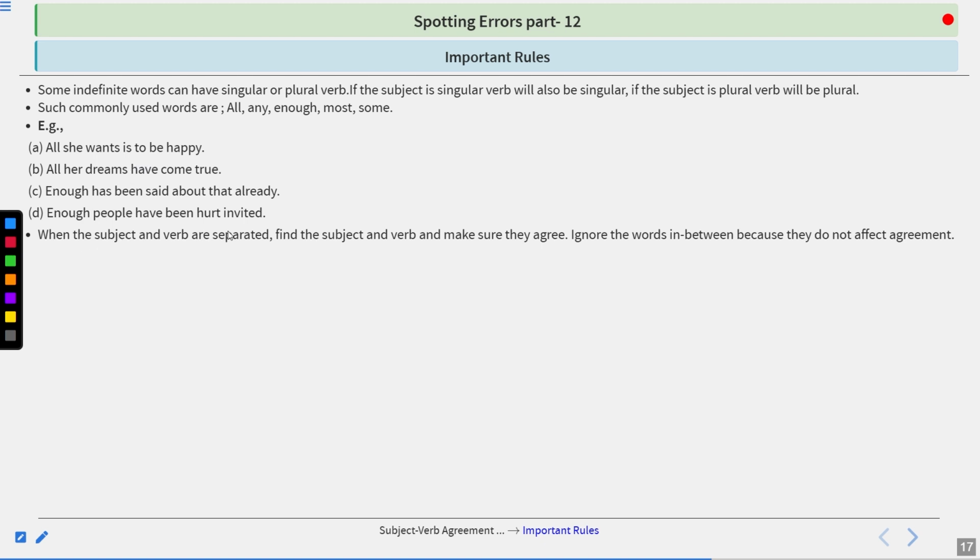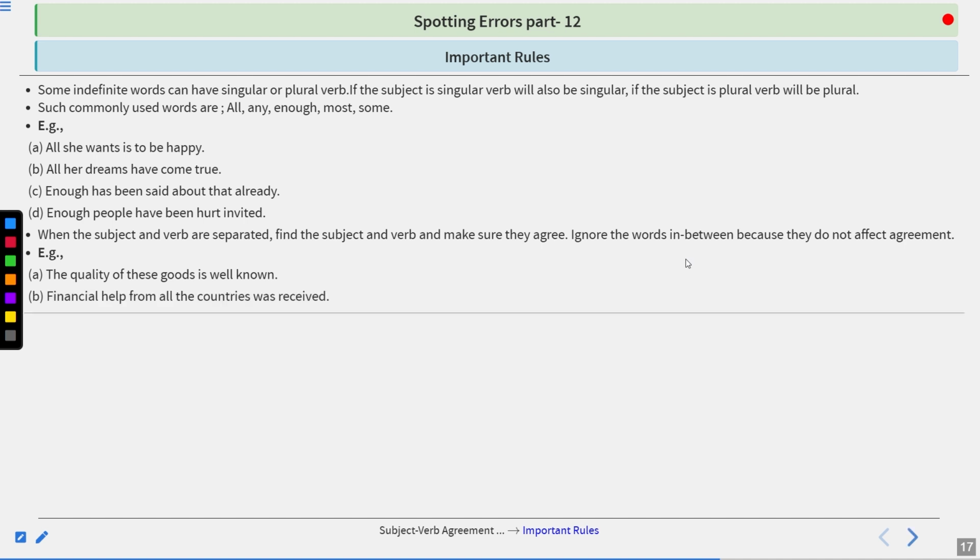When the subject and verb are separated, find the subject and verb and make sure they agree. Ignore the words in between because they do not affect agreement. The quality of these goods is well known. Financial help from all the countries was received.